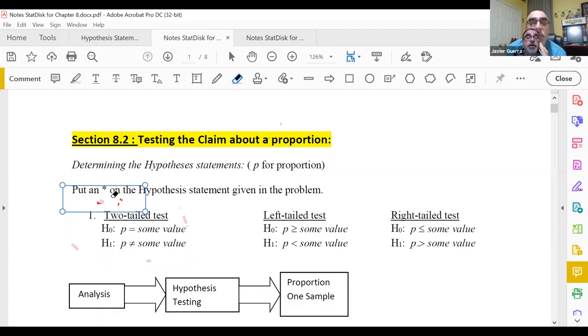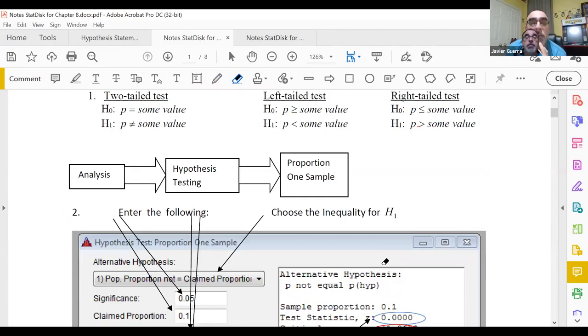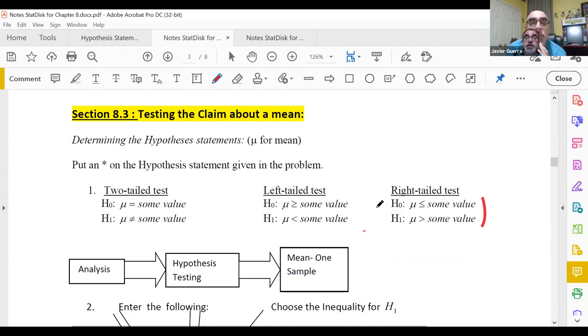Okay. Mu less than. I'm looking for less than. There it is, less than. It's this one. All right, so I'm going to put mu less than 1 kg, and then the other one must be mu greater than or equal to 1 kg. And this is a left tail.